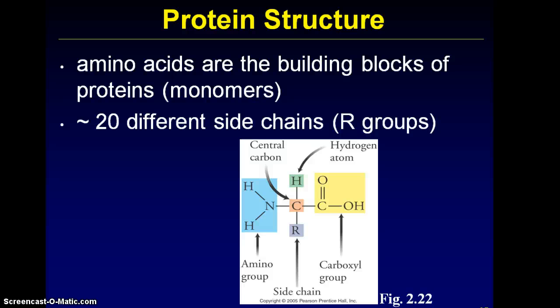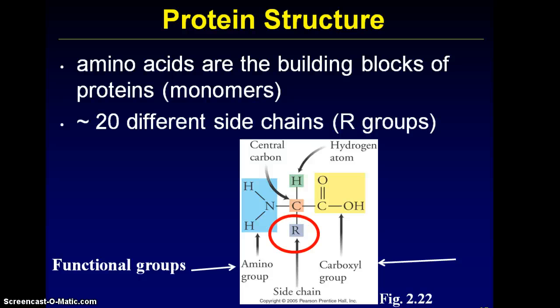Each amino acid, however, does have some things in common in terms of their structure. So pictured here is one amino acid. They have a central carbon, an amino group, as well as a carboxyl group. What makes the amino acids different are their side chains called the R groups. The amino group, as well as the carboxyl group, are the functional groups of the amino acids.